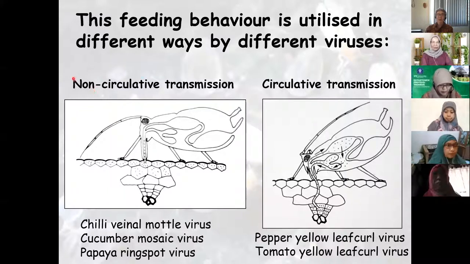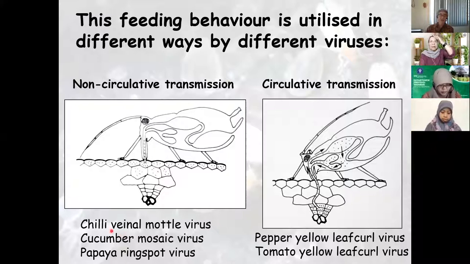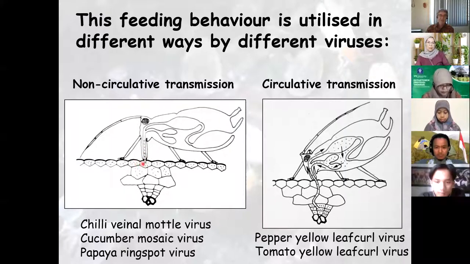The first way is what we call non-circulative transmission. This occurs with viruses that infect all the different cell types of a plant, but they're especially high in concentration in the epidermis and mesophyll. Viruses like this that are common in Indonesia would be chili veinal mottle virus, cucumber mosaic virus, papaya ringspot virus. The virus is being obtained by the aphid in these cells near the surface when it does its very first exploratory tasting probes.